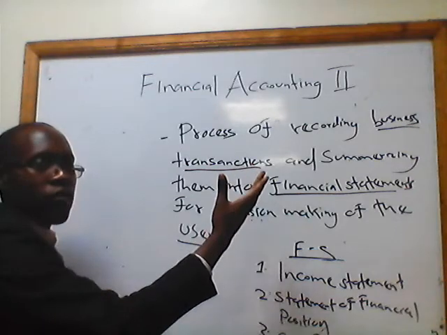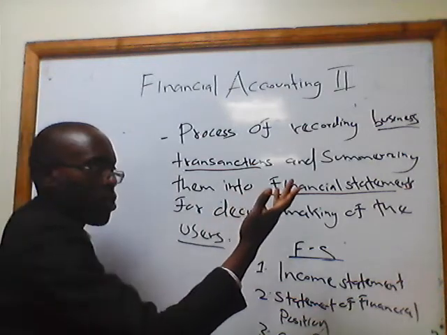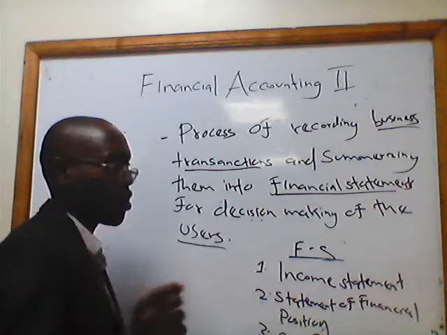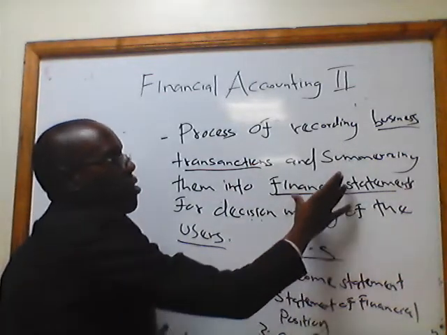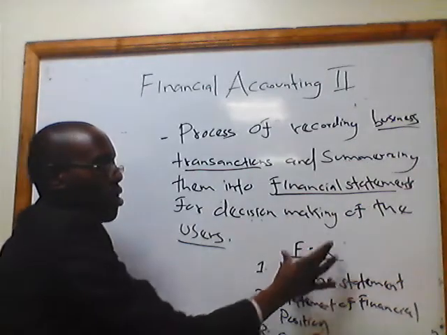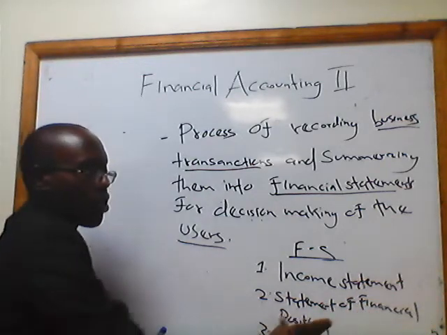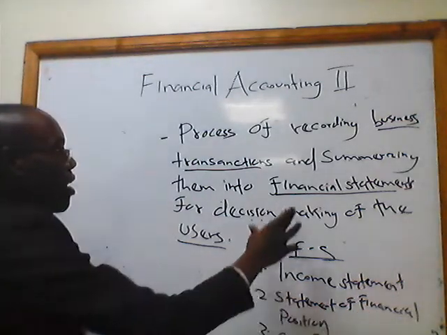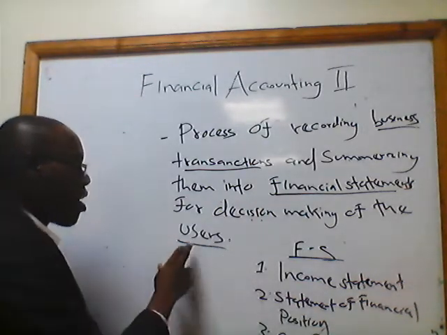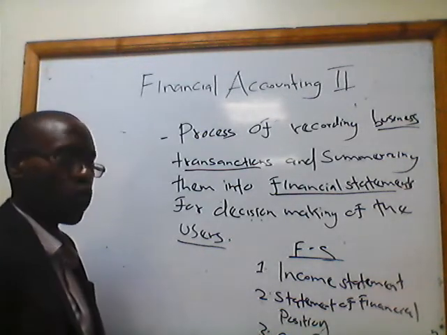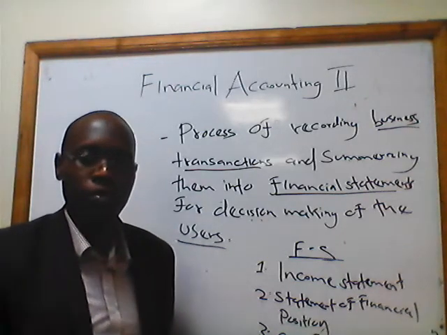Remember, we are defining accounting. We have said that it's the process of recording business transactions, and we have two types of business transactions, the cash transaction and the credit transaction, and summarizing them into financial statements. So we are going to summarize these business transactions into the income statement, the statement of financial position, and the cash flow statement. And then it goes ahead and says, for decision making of the users. I told you to underline the word users. We are going to know who the users are of these financial statements that we have prepared and summarized.